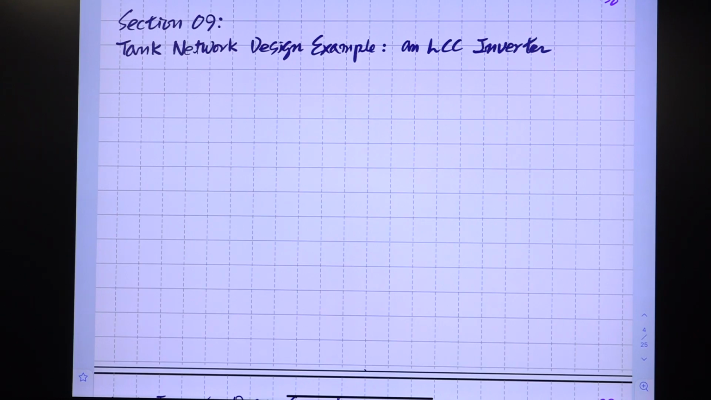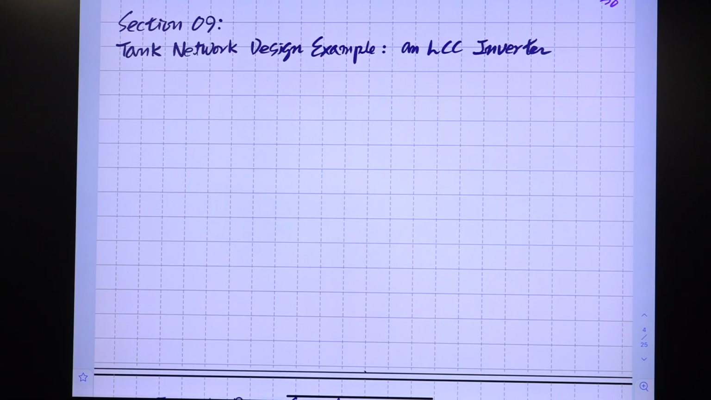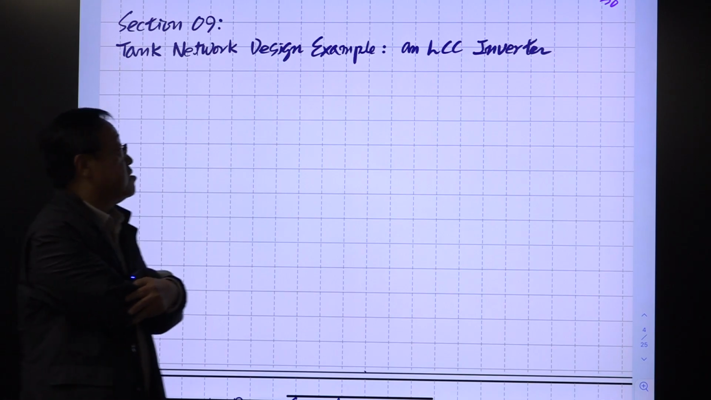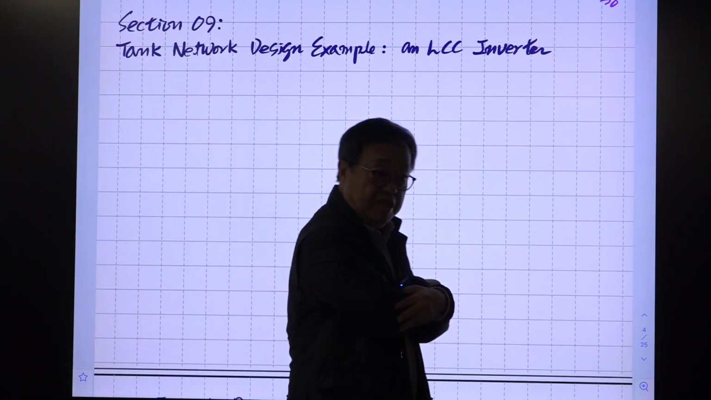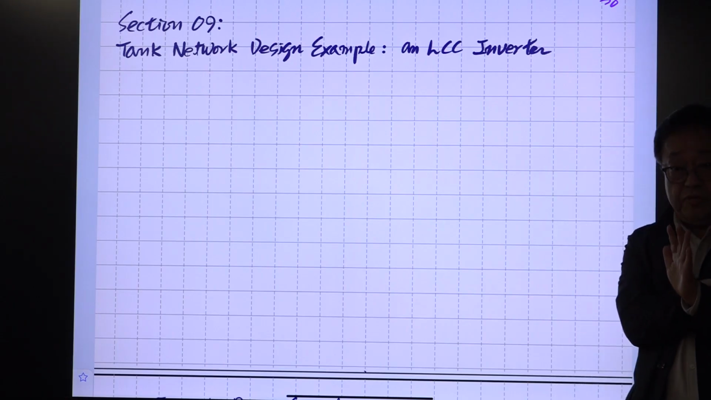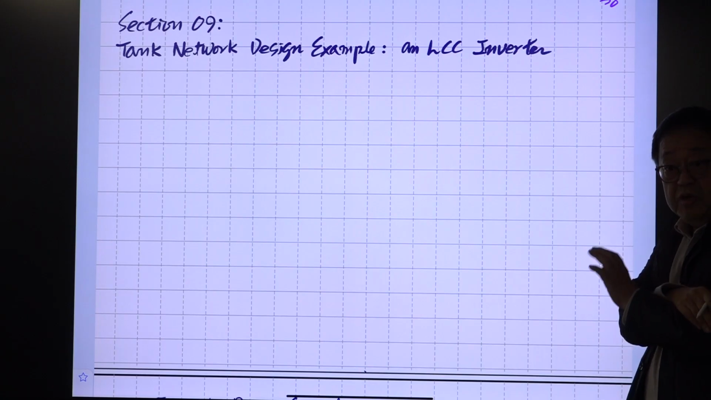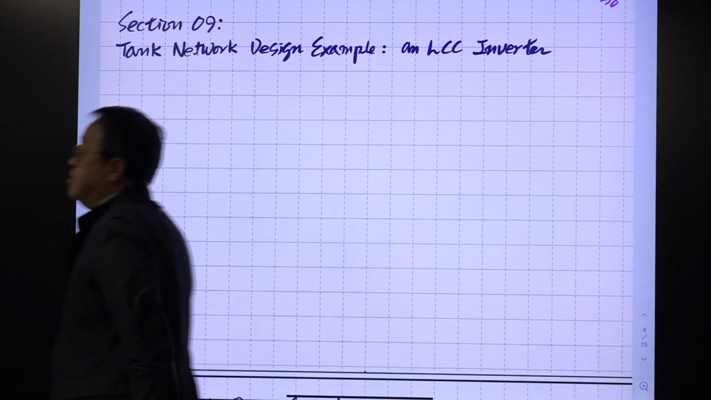Okay, so this is a new section. This is the last section in topic 30, I don't know, 30, right? So we start talking about the design issues. So this is the LCC inverter example, and this is a bad choice for the MOSFET switch because this LCC structure has some problem. So we'll see that.